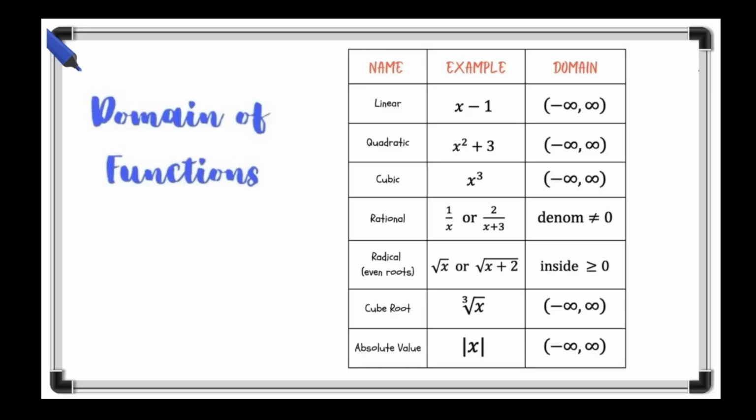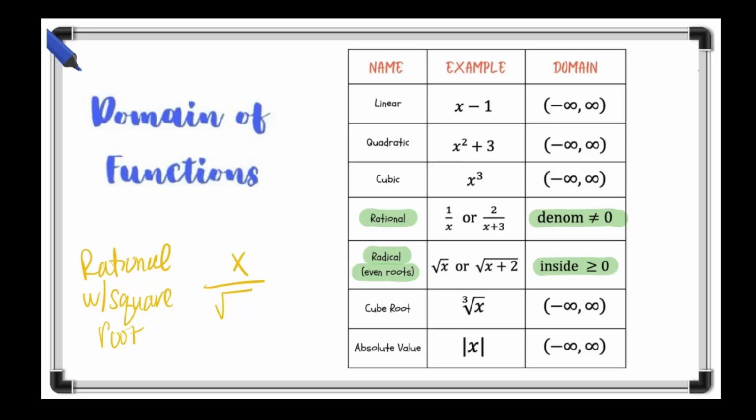There are a few that have certain exceptions, one of them being a rational function or a fraction, where the denominator cannot equal 0, and radical or even root functions, where the domain cannot be negative. So you set whatever is underneath your radical greater than or equal to 0. And one more thing to remember is when you have a rational function and in the denominator you have a square root. So if you have something that looks like this, it's only going to be denominator greater than 0.